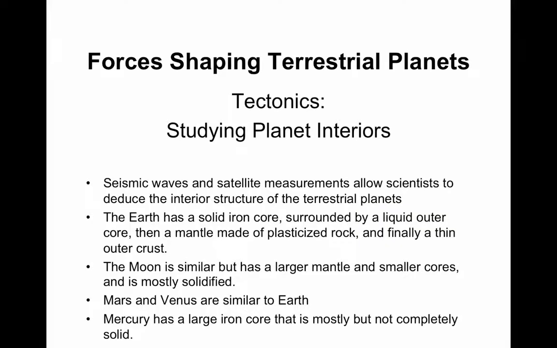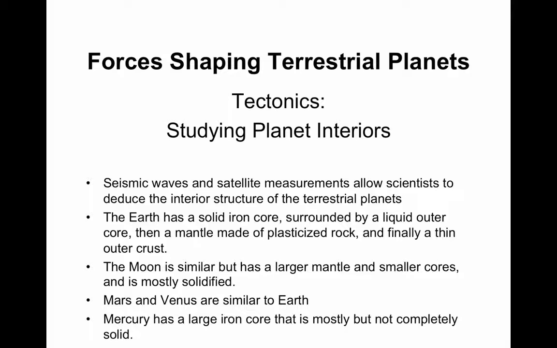Here's our summary of the interiors of planets. We can use seismic waves on the Earth and the Moon, or we can use satellite measurements around all of the terrestrial bodies to deduce the interior structure of terrestrial planets. We understand the Earth the best. It has a solid iron core, and then a liquid outer metallic iron core, and then a mantle of this plasticized, silly putty-like rock, and finally this thin crust on the surface.